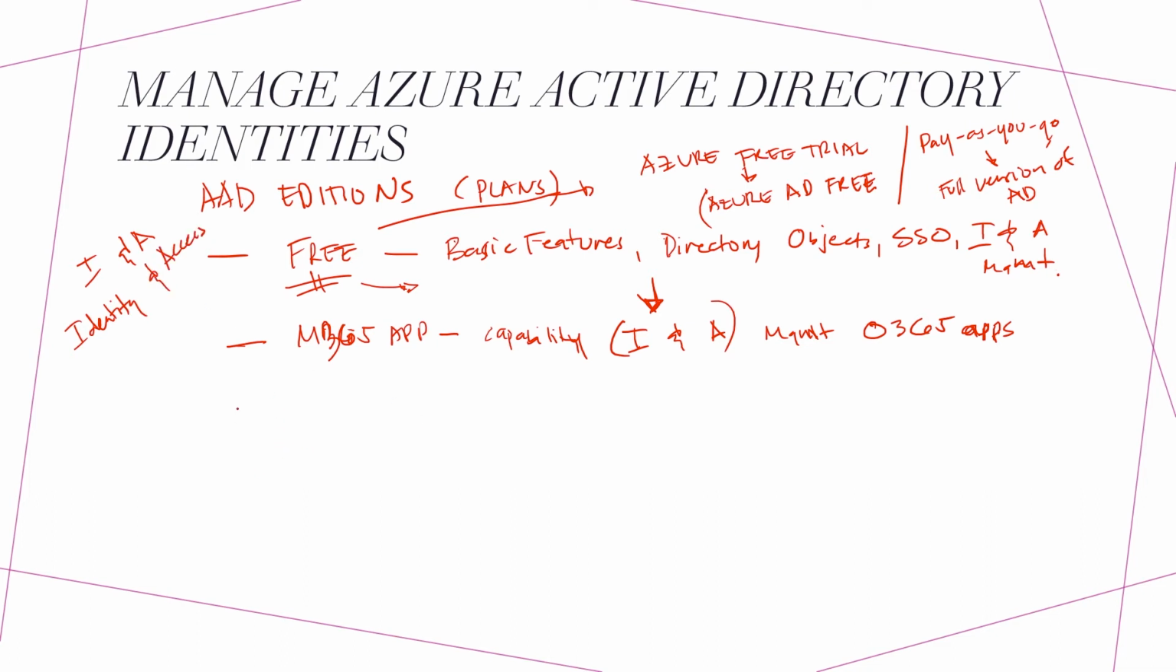Okay. Now, these next two editions are the premium ones. So this is more likely to be used in a corporate scenario, in a corporate setup. So we do have P1 and P2. P1 actually includes what they call premium features. So what are the premium features? That's conditional access.